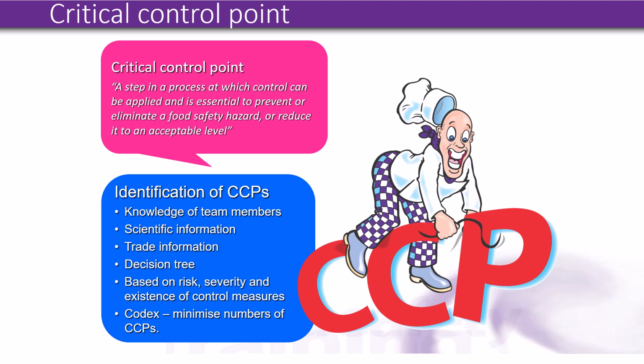You know, you're only aiming for about 5 to half a dozen. Don't go mad and have about 12 or 15. You will find some of those that you identify are probably control points, not critical control points. It can take a bit of doing to get your head around a critical control point, but once you've done it a few times, it will become second nature.